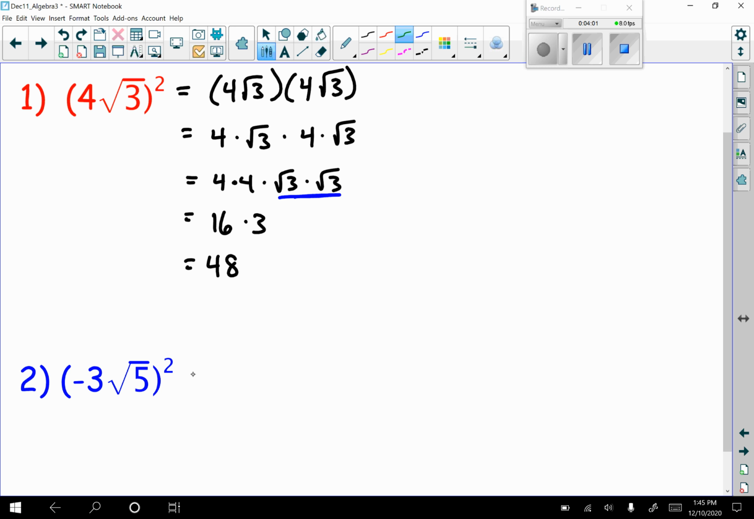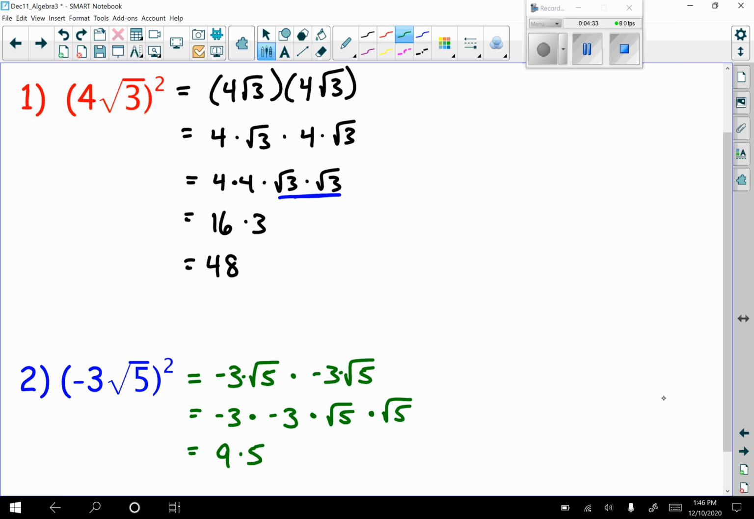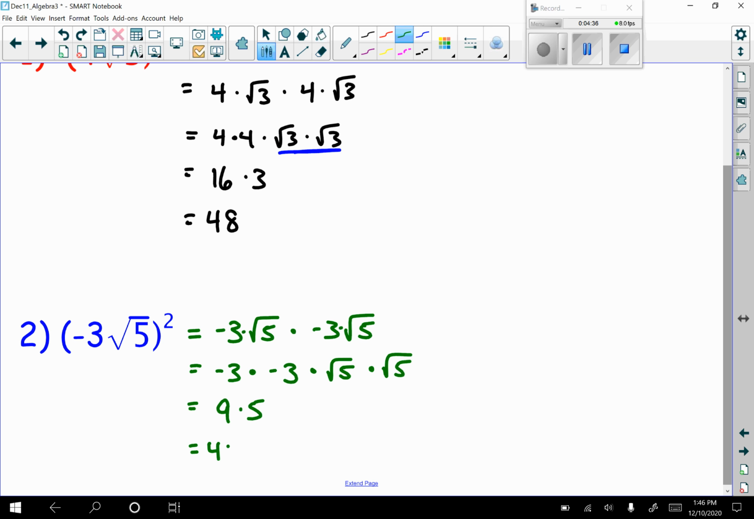Pause again if you need more time. If not, let's take a look at what you were getting. This is really saying negative 3 radical 5 times a negative 3 radical 5. Again, I could put little multiplication dots in here. Now I could just rearrange this. This is what's known as the commutative property. Anytime I add or multiply, I can rearrange the terms. I'm going to have a negative 3 times a negative 3 times radical 5 times radical 5. Negative 3 times negative 3 is a positive 9. Radical 5 times itself is just 5, so this gives me 45.